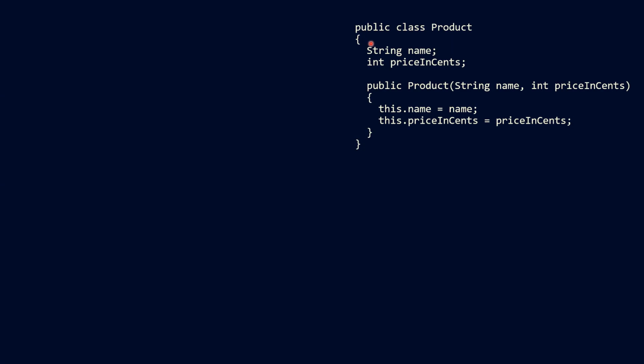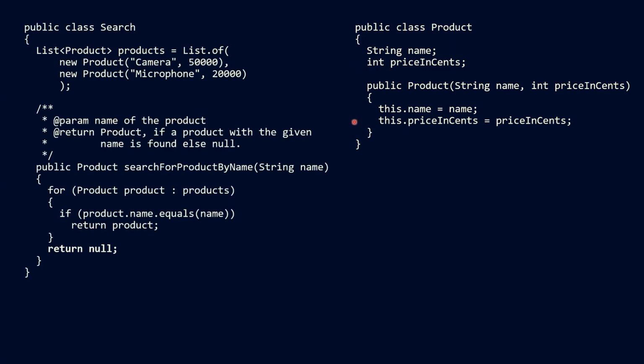First take a look at a product class. Our product class has two attributes, name and price in cents, and a suiting constructor. Then we have a search class. This one provides a method where we can search products by name. We have a list of available products here. This is some kind of mock database. I didn't want to program a database for this example. So these are all the products that we can basically find with this class.